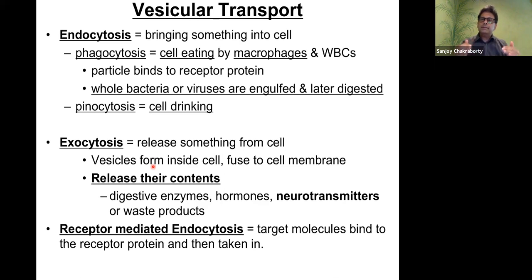Their plasma membrane, as I said, is flexible. So they go around the cell and they literally open and engulf it. That's endocytosis. Exocytosis, same thing. You open your mouth eventually and throw things out.